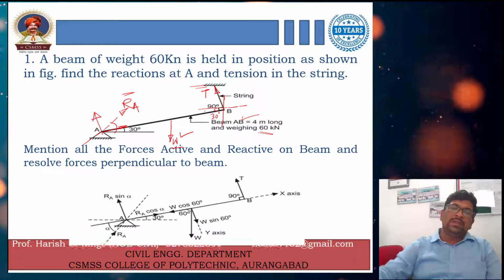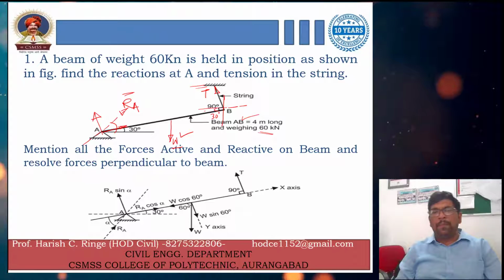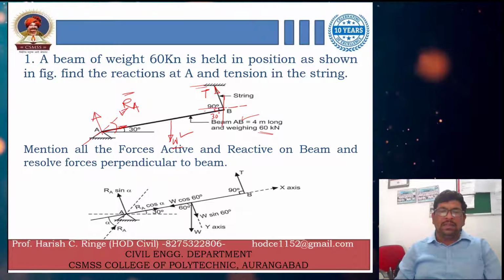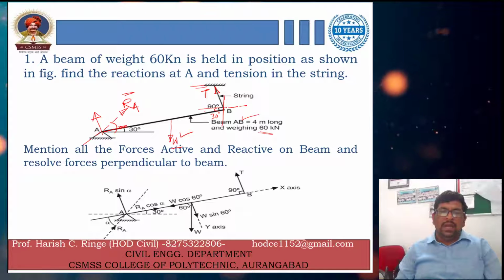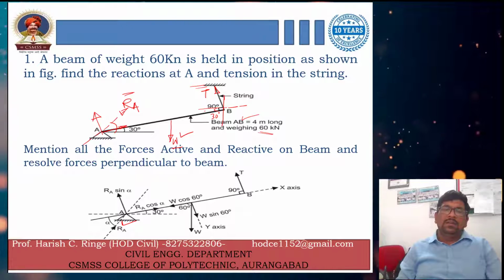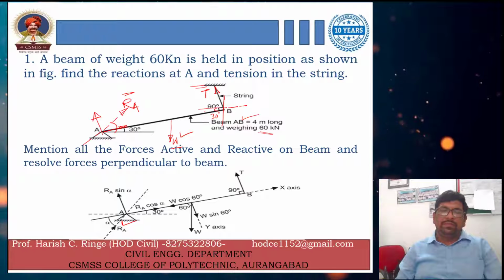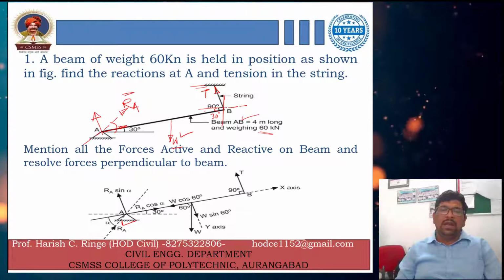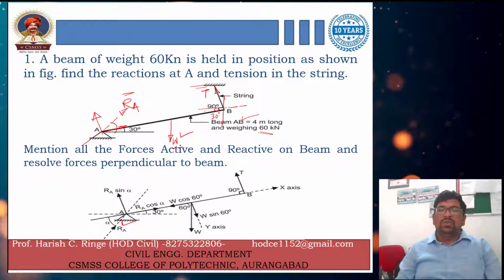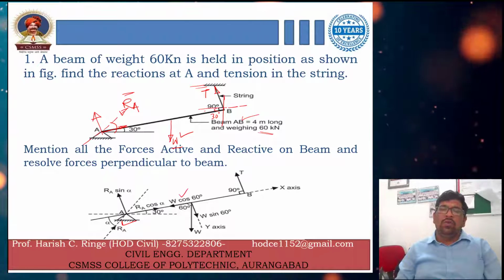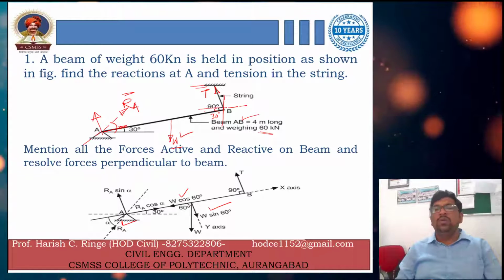We have resolved all the forces perpendicularly. As I already told you, this is RA over here, and this is the 30-degree inclination. This is RA sine alpha, and over here it is RA cos alpha. Again for W, if it is a 60-degree inclination, then W cos 60 and W sin 60 is the resolution.